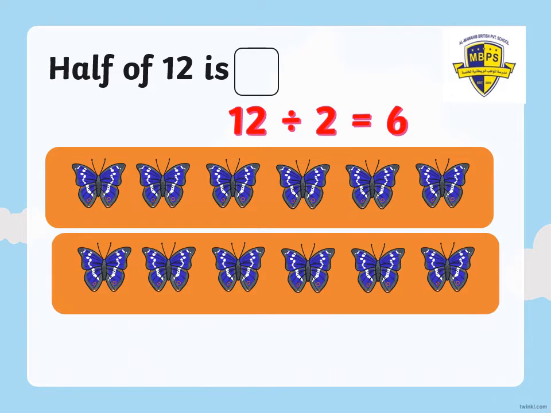Now, let's see who can give me the answer for this question. Are you ready, students? All right. Now you can see that there are some beautiful butterflies. Can you tell me what is the half of 12? Come on. In half of 12, you're going to divide 12 by which number? Very good. We need to divide 12 by 2. So, in the table of 2, 2 times which number is equal to 12? Very good. 2 times 6 is equal to 12. So the half of 12 is 6. Very good.